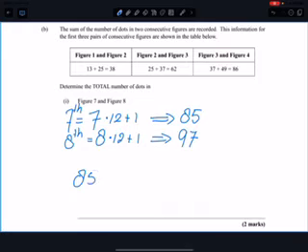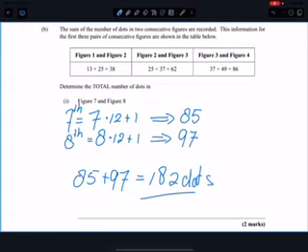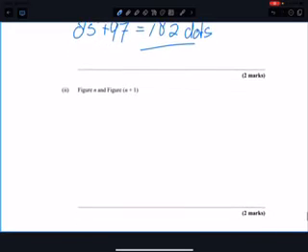You add 85 with 97, and your answer becomes 182 dots. Done. That is your answer. All right. This one was a tricky one.